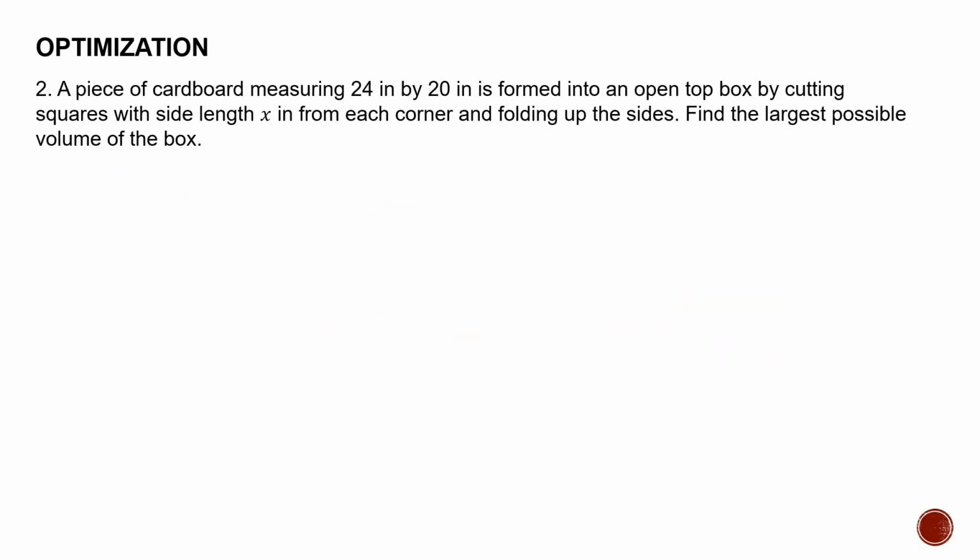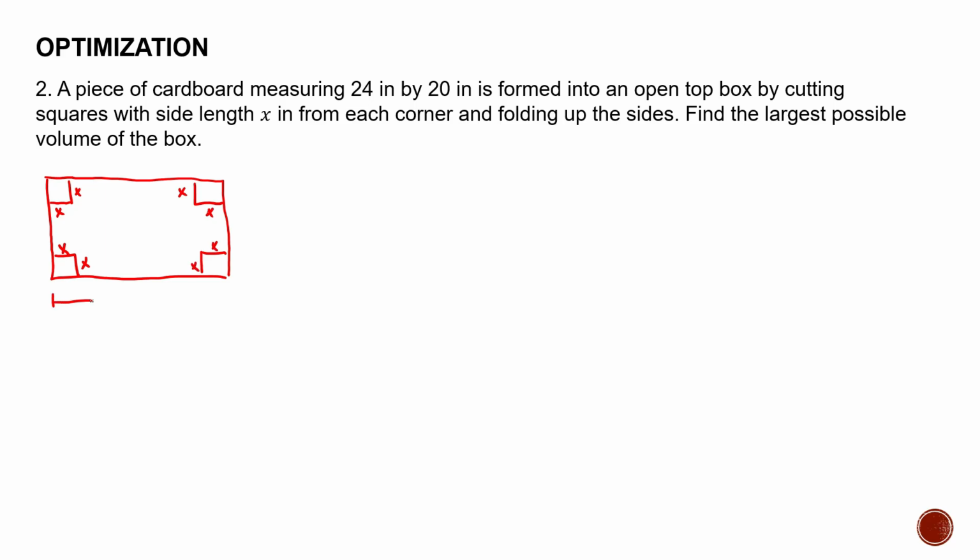A piece of cardboard measuring 24 inches by 20 inches is formed into an open top box by cutting squares with a side length x in from each corner and folding up the sides. Find the largest possible volume of the box. Okay, so imagine this is the cardboard. And we need to cut this side, and then this side, and then this side. So each length of the square is being represented by x.